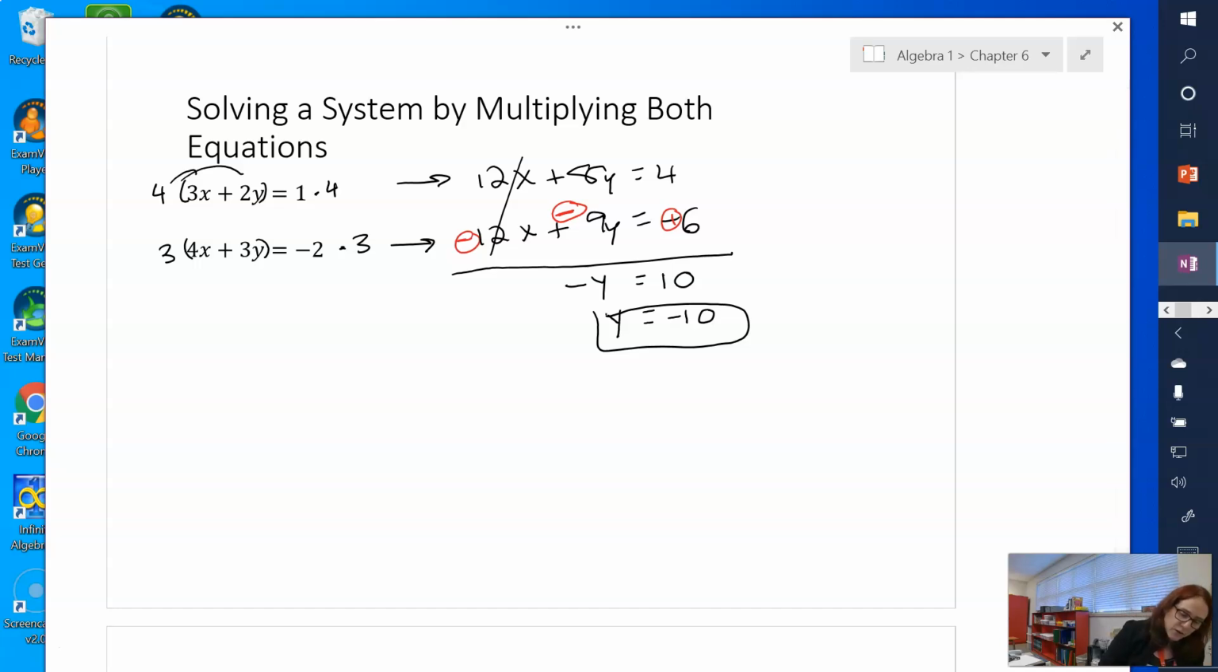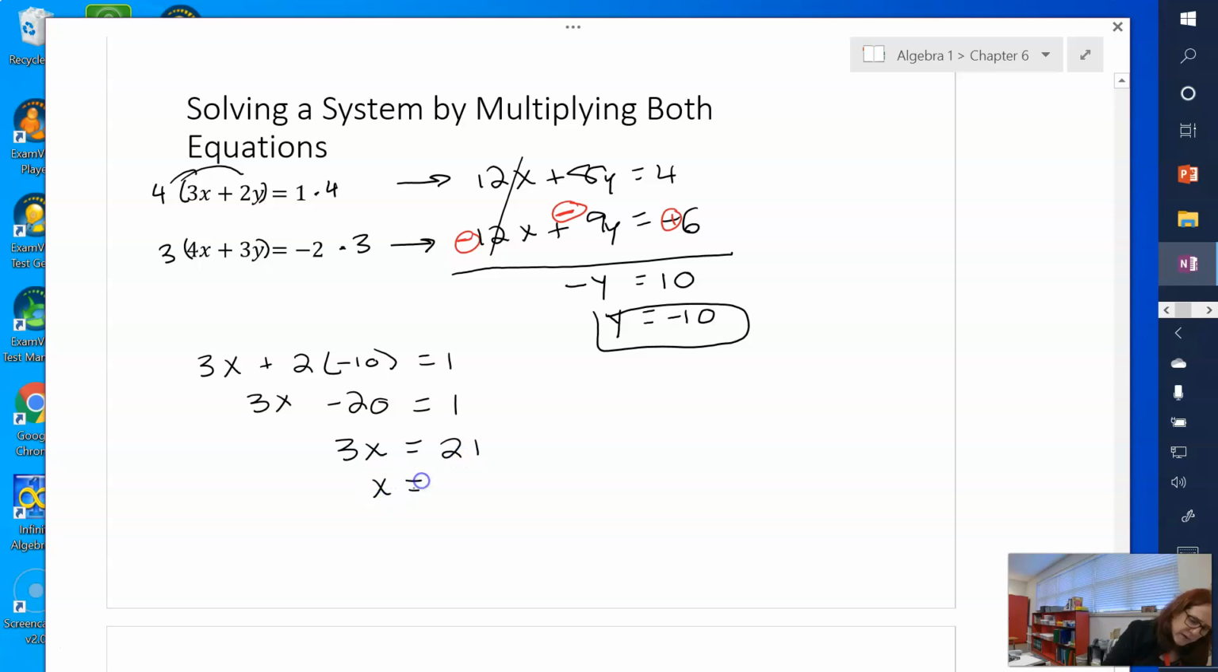I'm just going to go back to our original equation, the first one. So 3x plus 2 times negative 10 equals 1. So 3x minus 20 is going to equal 1. Add 20 to both sides, I get 21. X equals 7. Okay.